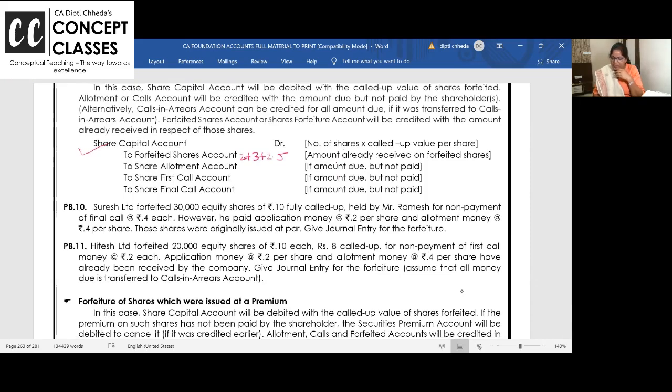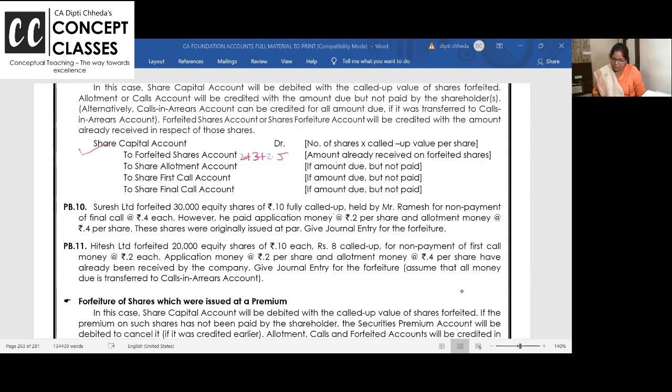Suresh Limited forfeited 30,000 equity shares held by Ramesh for non-payment. Suresh Ramesh reminds me of 5-star ad, no? So nice names are given by the typist. Suresh Limited have forfeited 30,000 equity shares of 10 each held by Ramesh for non-payment of the final call.